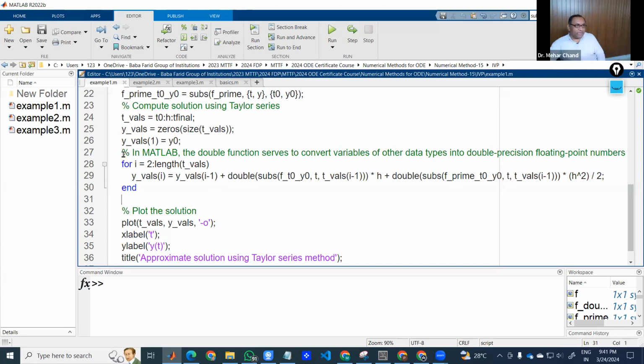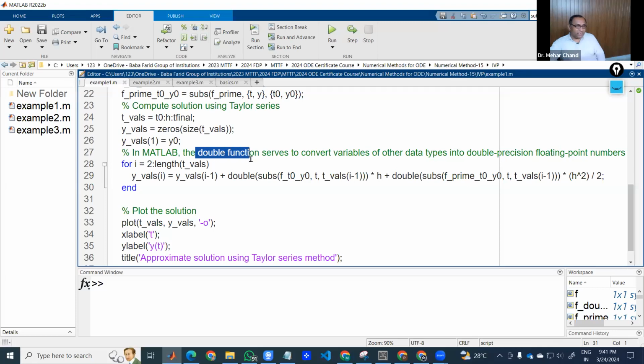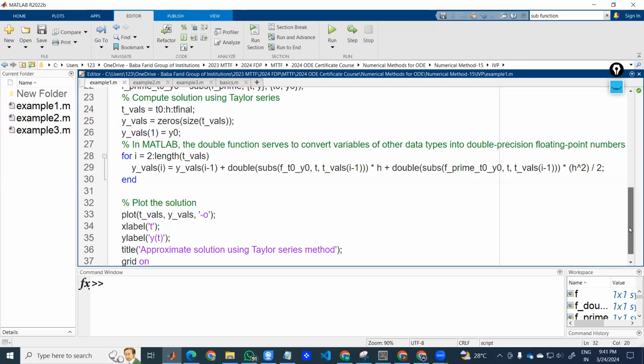So in the code, I already put it at this place so that when you get this script file, this will remind you of the meaning of the double function. Any more question, please? Thank you, sir.